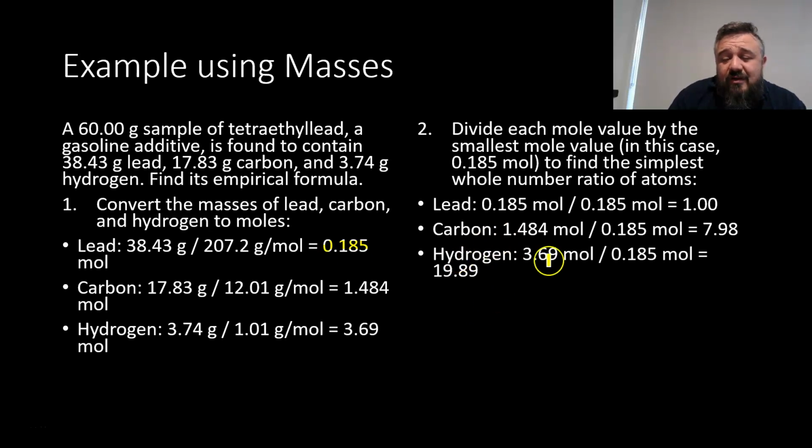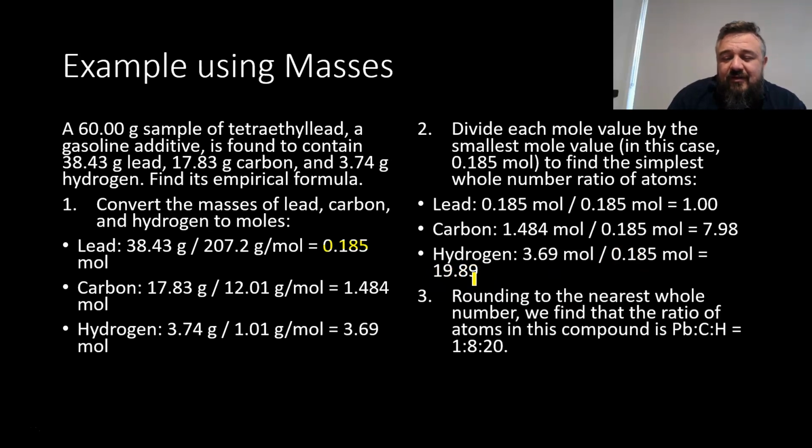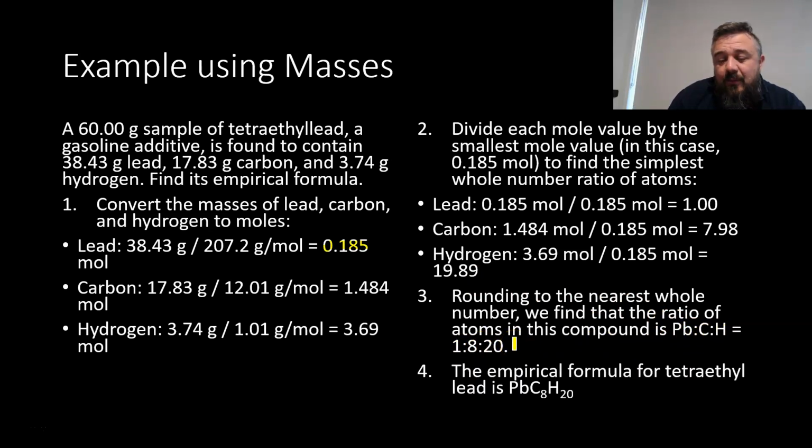Here we have hydrogen, which is 3.69 divided by 0.185. That gives us 19.98. Again, close enough we can count that as 20. So that's some big numbers. So if we round it, our lead to carbon to hydrogen ratio is 1 to 8 to 20, which means it's PbC8H20. All right, so that's nice and simple, right? It's nice and straightforward. And the more we do these, the more, again, it's not a formula here, but there is a process. And the process is always the same, so that's nice.